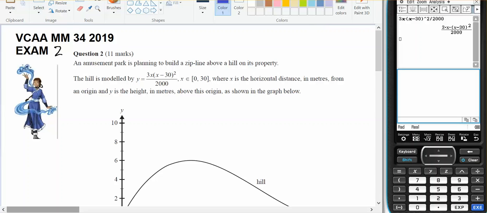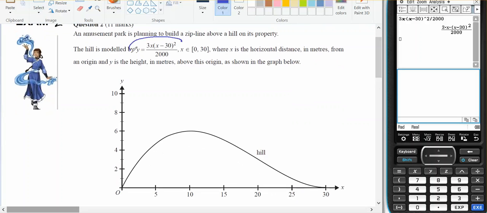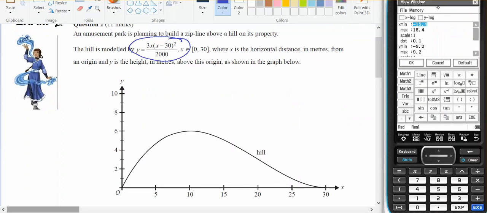A hill and its property. So here's the rule for the hill. There is the hill. I've got the rule over here. I'm just going to double check and make sure it looks the same as what they have. So I'm going to use their axes from 0 to 30, and then 0 up to 10.